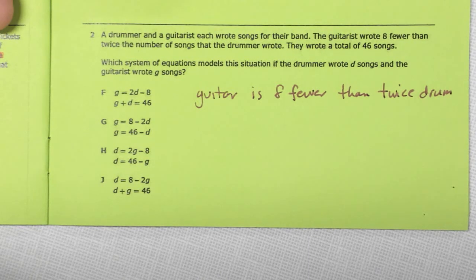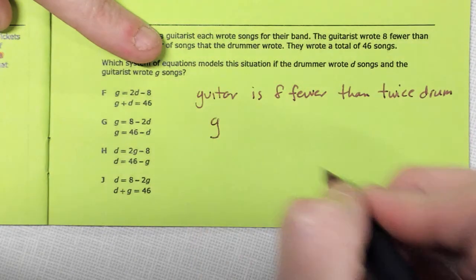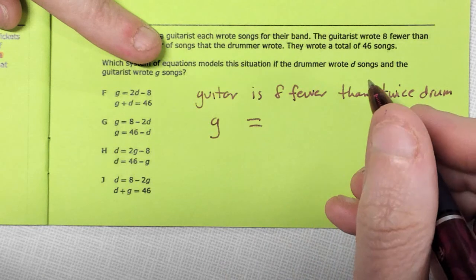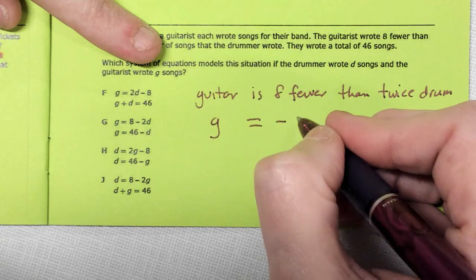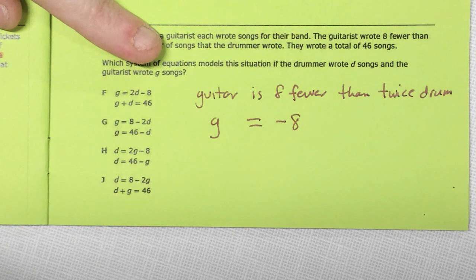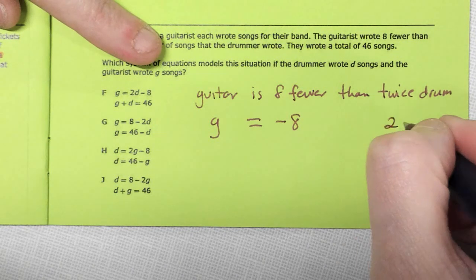Okay. So now, how would I turn that into math? Guitar is going to be G. What's is? Equals. What's 8 fewer? Is it 8 minus or minus 8? Because it's 8 less, minus 8. And twice drummer is 2D.